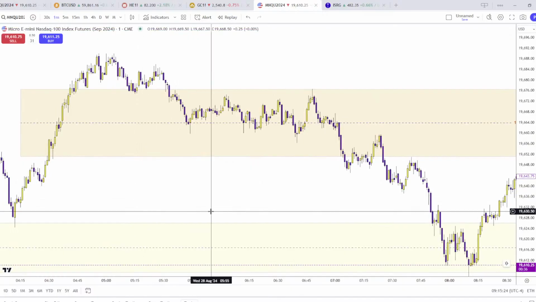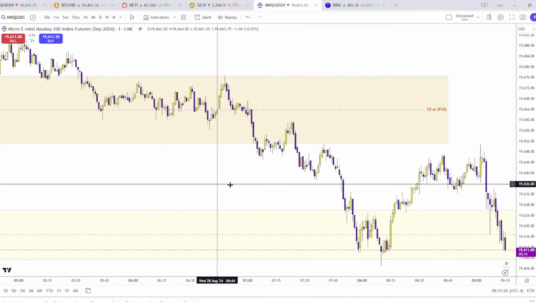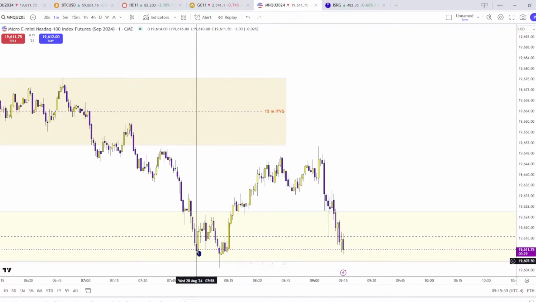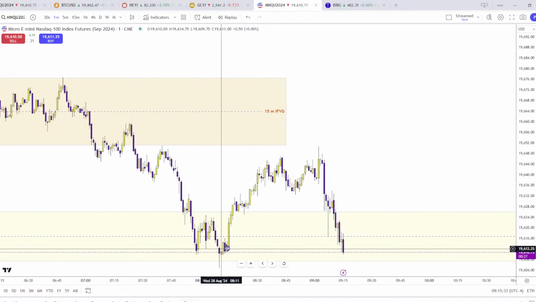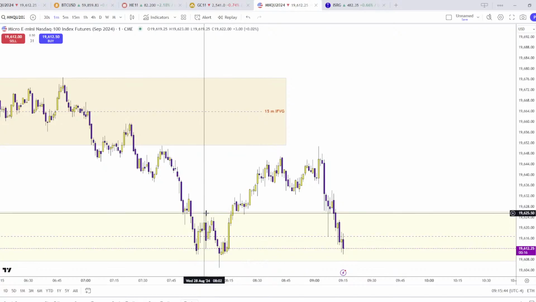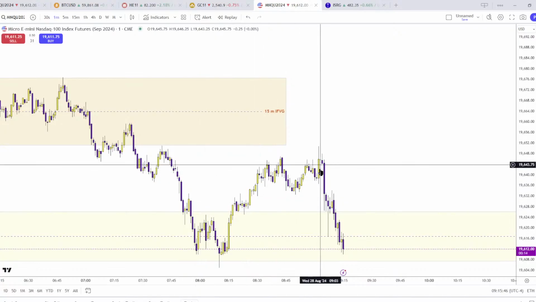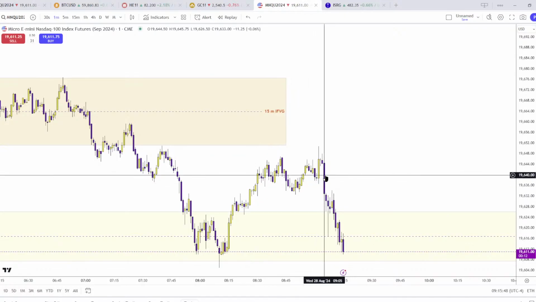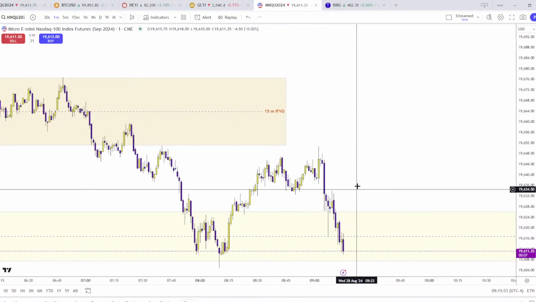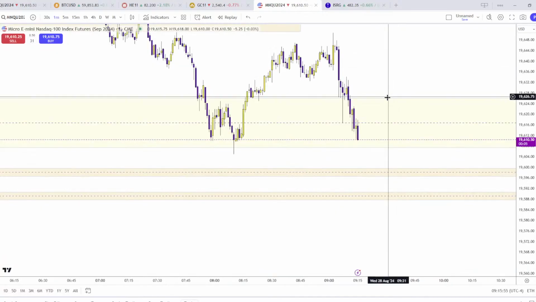Aim for equal lows. They're gone. Low taken. First fair value gap. Look at that. Okay, so we're still looking for this to go a little lower.